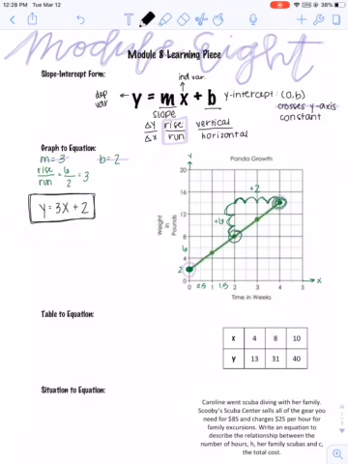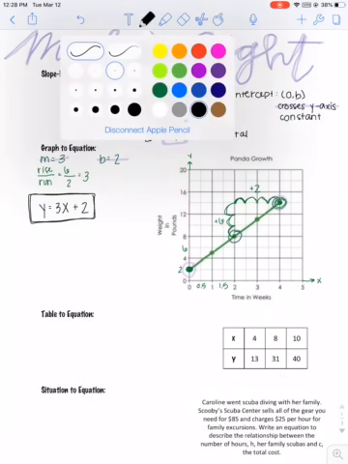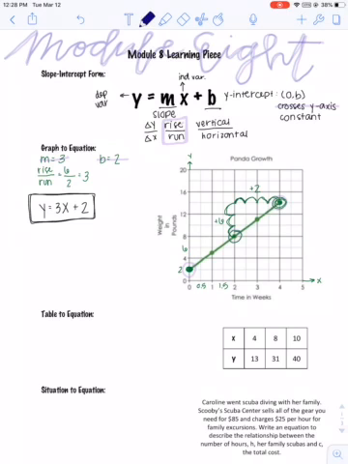Okay, now let's look at tables. Very similar process here. We're going to find our slope and our y-intercept. And I'm going to start with slope. And when I'm talking about table to equation, I like to think of change in y over change in x.